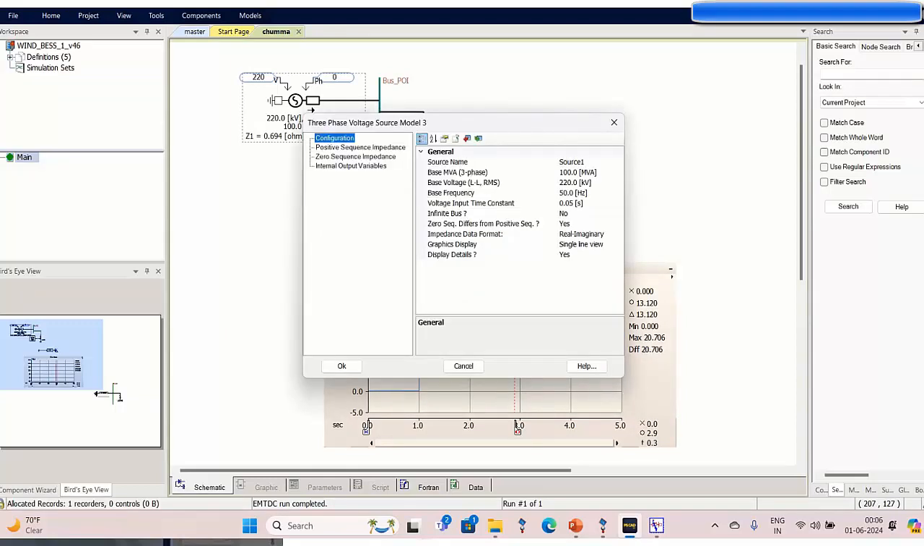I'll go to this configuration. So 100 MVA is base MVA, base voltage is 220 kV, 50 Hz frequency. I'm considering this as zero sequence impedance. Does it differ from positive sequence impedance? Yes, because we have two values, one for positive sequence, another one for zero sequence. So I'm giving this input in real and imaginary format because both the values are in terms of ohms. We can also have the option here to provide both these values in terms of magnitude and angle, but as of now I'm using real and imaginary values.